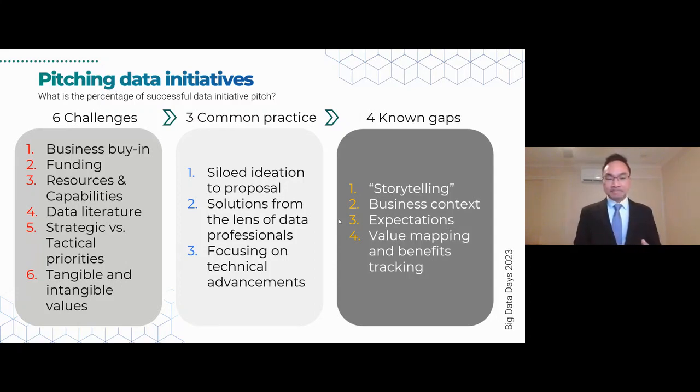In another word, it is about the expectation that digital transformation or a newer set of tools will solve the problem that the 6 challenges bring forward for any data initiative. So for those challenges and practices, I can see there are 4 gaps that really make the job of anyone who tries to pitch the idea so difficult. Number 1, it is the gap about storytelling.